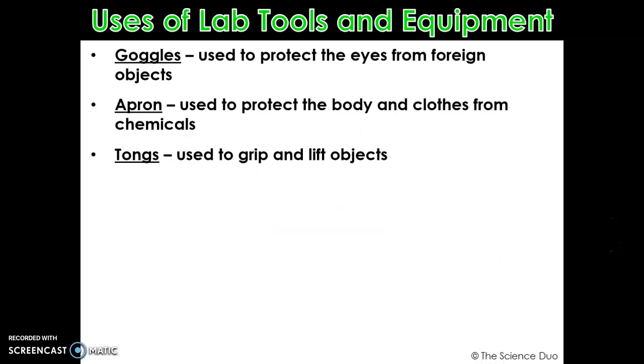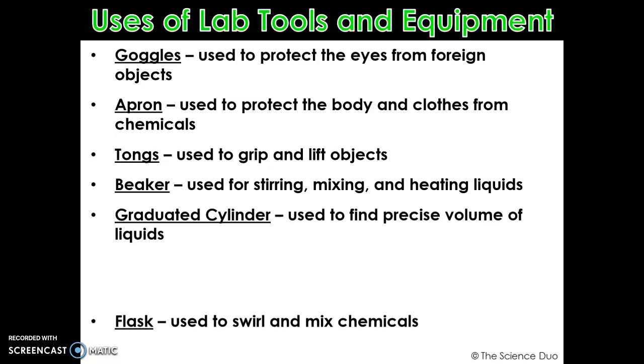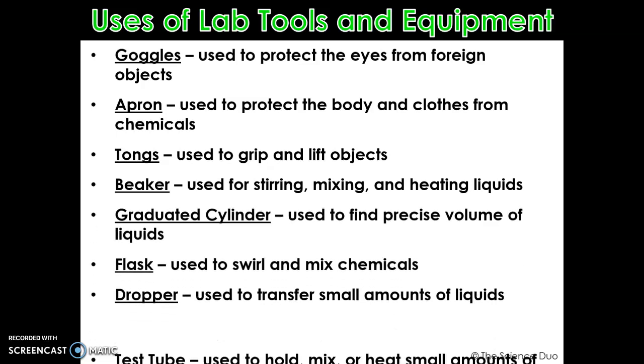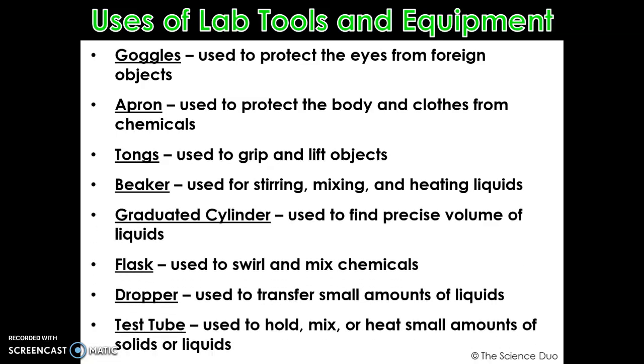So here are all of the functions of those lab equipments. You can pause the video and read over those. But your goggles and your apron are for protecting your eyes and your body. Tongs are used to grip and lift objects, typically if you're heating something. So you'll use tongs to handle test tubes.